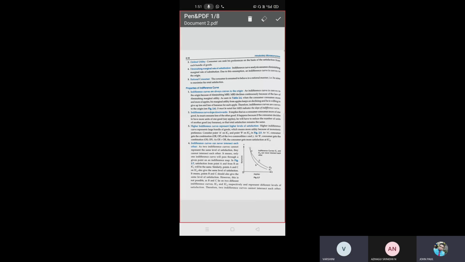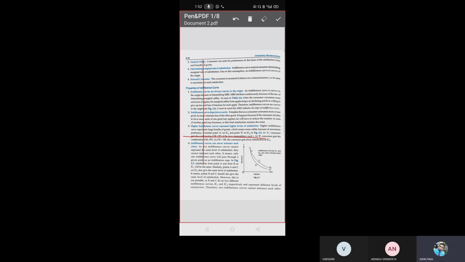That's the reason why the curve is convex in shape. Convex in the sense means what? It is due to the MRS. That is the first reason. And the second property of IC curves: it slopes downward. Yes or no, slopes downward.